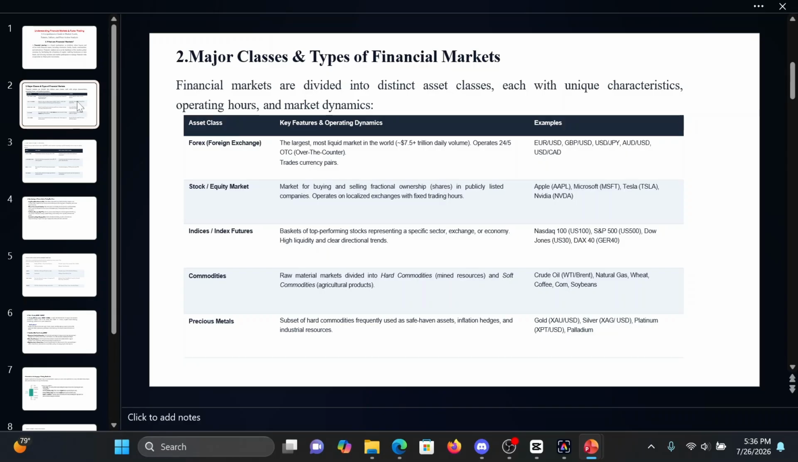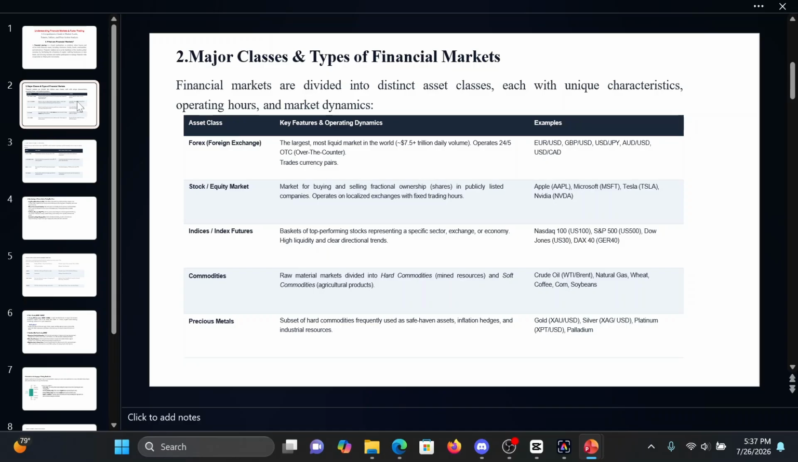It operates 24/5, not 24/7. 24/5 means it operates from Monday to Friday, within 24 hours, according to the sessions: the London, the New York, and the Asian. Examples of the forex market are the EUR/USD, the pairs that you know, GBP/USD, USD/JPY, AUD/USD, USD/CAD, AUD/CAD, and so many more. So this is mainly the forex market, the pairs.